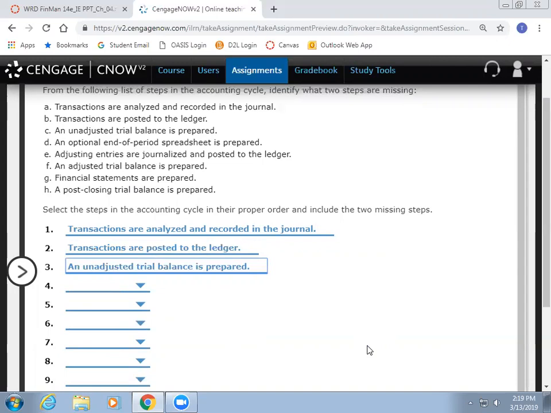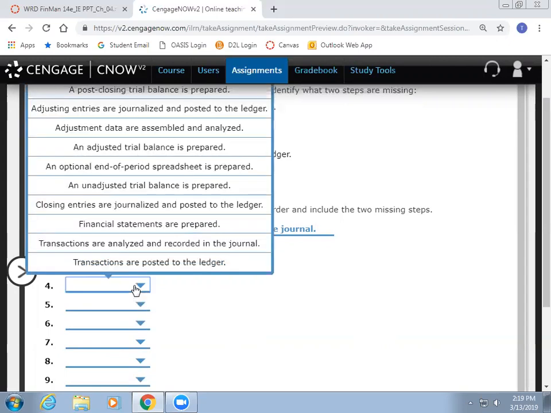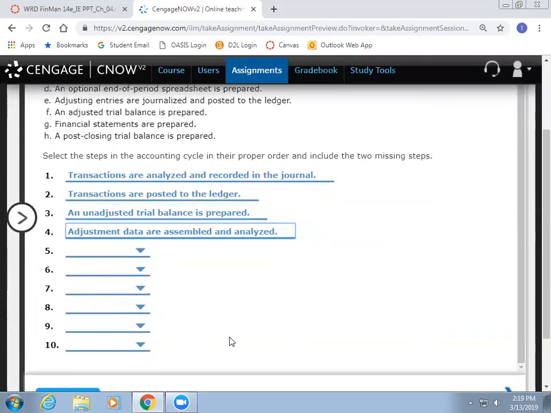Step 4 is we are going to assemble our adjusting entry or our adjusting data. Adjustment data are assembled and analyzed, to be specific, okay? So we're going to gather up all of our adjusting data, you know, supplies used, insurance used, depreciation, any revenues we haven't recognized. We get all that data ready.